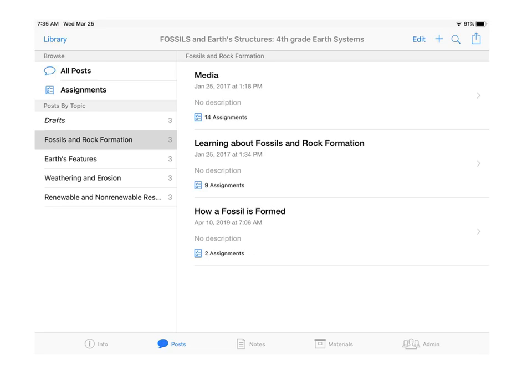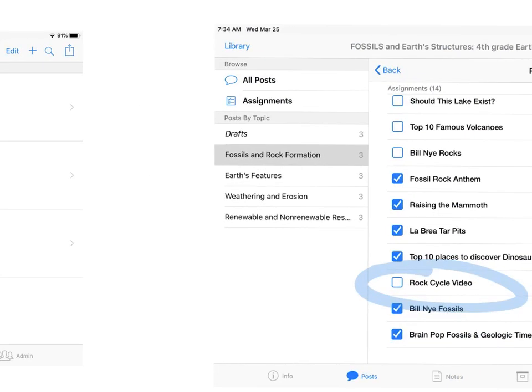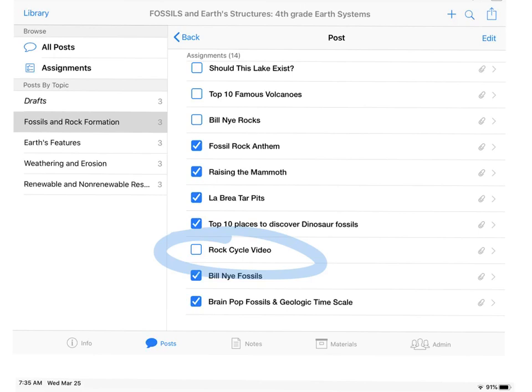Then in iTunes U, you're going to go into your fossils and rock formation. Check out media. I'll slide over and show you what's in there. In media, please note all of the blue check marks that I have already done. These are all the lessons that have previously been announced. Today, you're going to watch the rock cycle video.